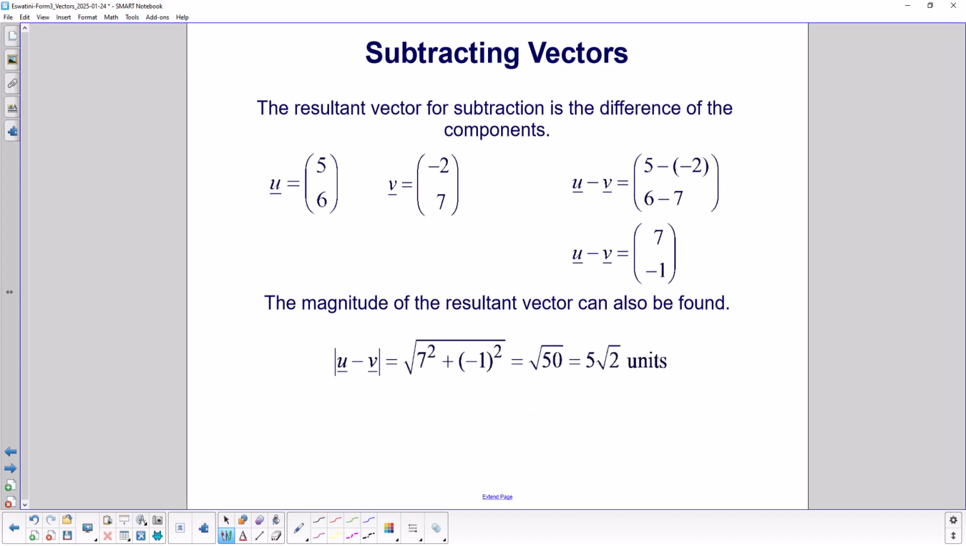The resultant vector for subtraction is the difference of the components. And we just worked this. Here's u, here's v. We did u minus v, and we got u minus v is 7 over negative 1. We find the magnitude: the magnitude of u minus v is the square root of 7 squared, this number right here, plus negative 1 squared, right over there. And then we get the square root of 50, or 5 radical 2 units.